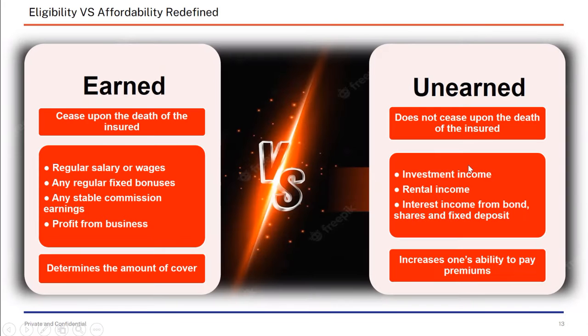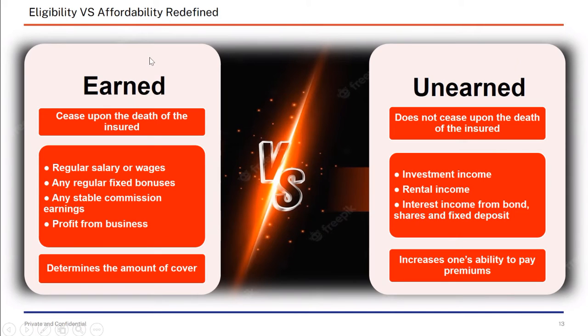Okay, another one. I think this is also very important currently because we might encounter a lot of customers with jumbo cases. So now we have to see whether eligibility versus affordability needs to be redefined. Because sometimes the customer is eligible to buy, but their current income is not affordable to purchase this insurance. So that's why here we have to divide it into two categories: what is the earned and also unearned income?